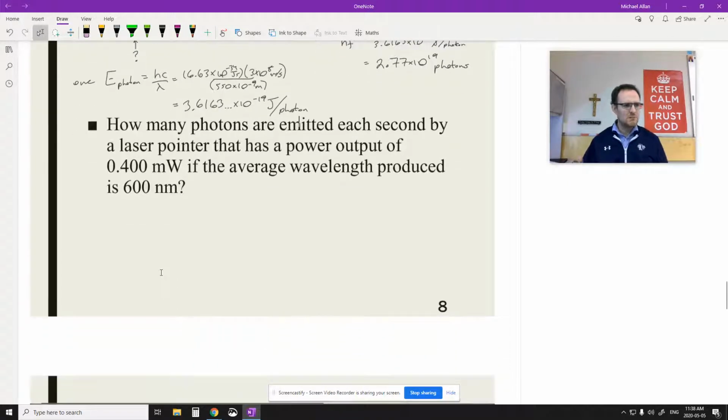So how many photons would be emitted from a laser pointer? So imagine you have a little laser pointer like this one. Boop. I don't know. I don't want to put it at the screen because I don't know what's going to happen if I... Oh, well, that's kind of fun.